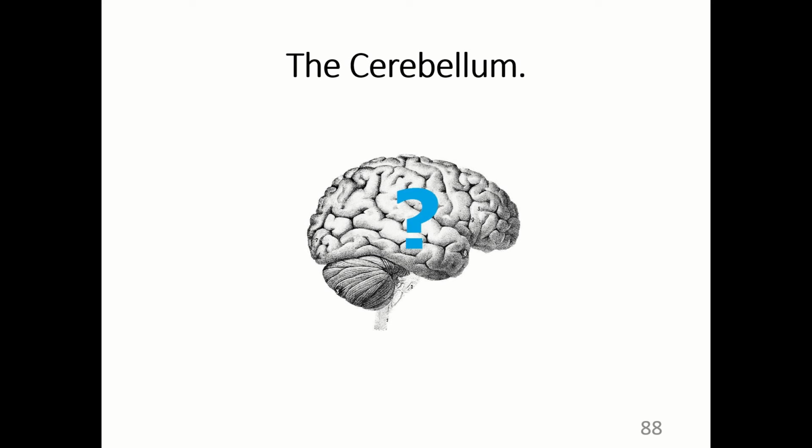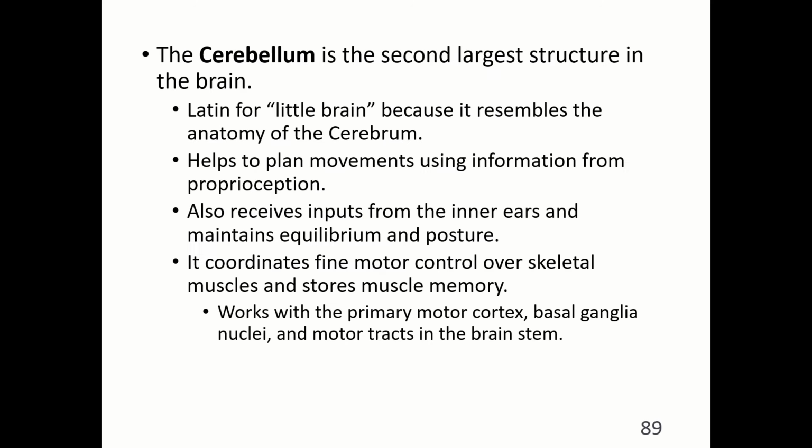Now let's look at the cerebellum. The cerebellum is the second largest structure in the brain. It is Latin for little brain because it resembles the anatomy of the cerebrum. The cerebellum helps to plan movements using information from proprioception, which is that sense of balance that is brought in to the primary somatosensory cortex. The cerebellum also receives inputs from the inner ears and maintains equilibrium and posture. So your inner ears will also contain centers for balance.